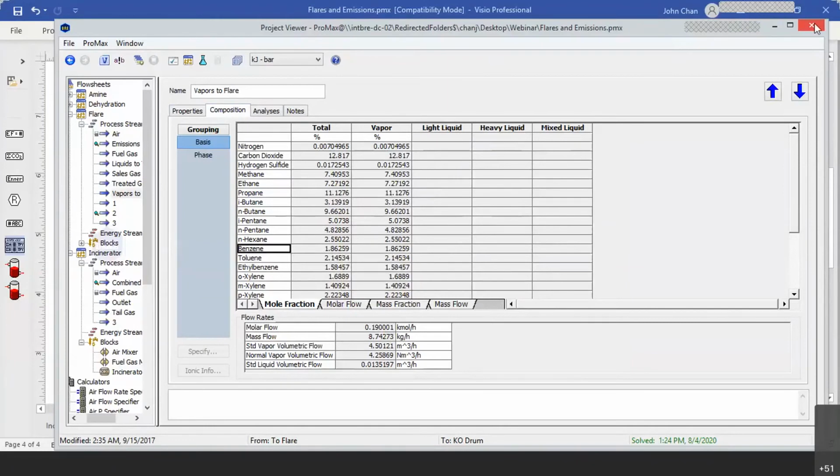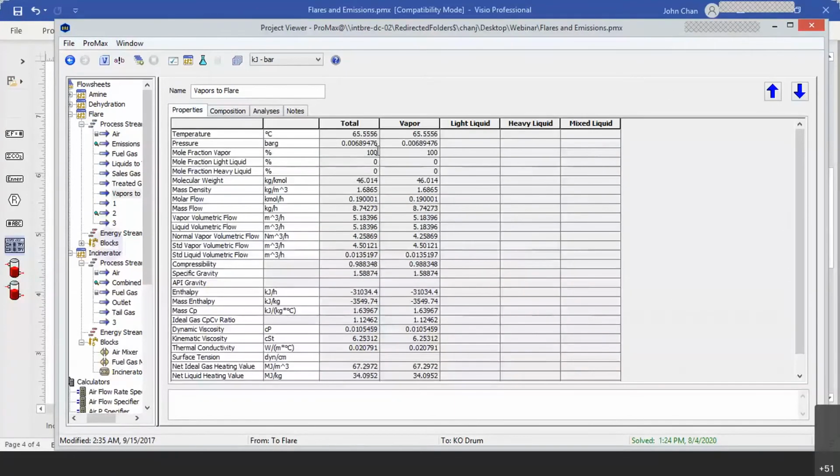And in this flare example, you can see that in this stream we actually have enough hydrocarbons that would burn without adding fuel gas. If you look at the net ideal gas heating value here, this net ideal gas heating value is actually quite high compared to what we saw earlier from the incinerator example.